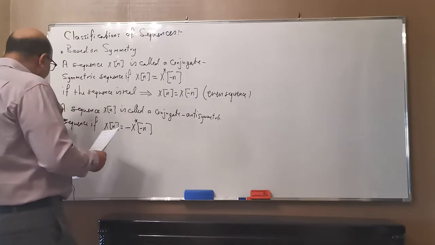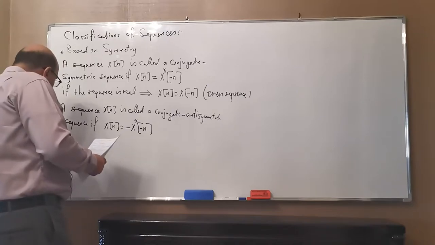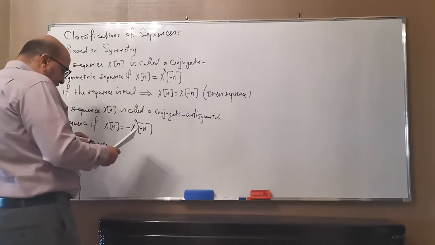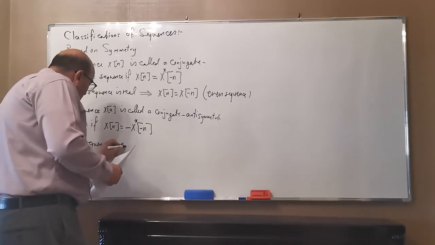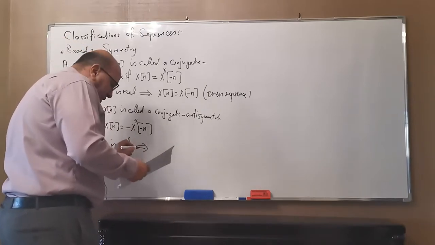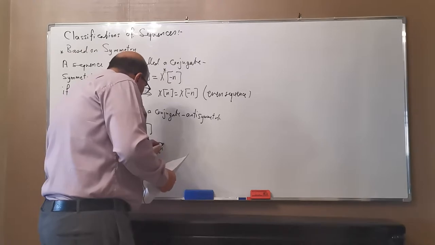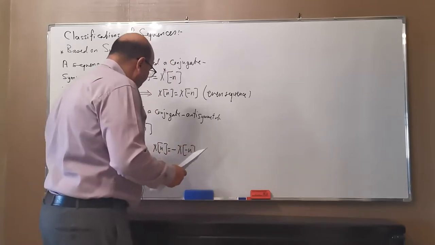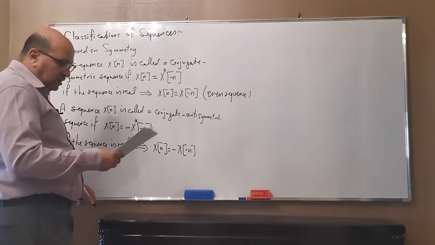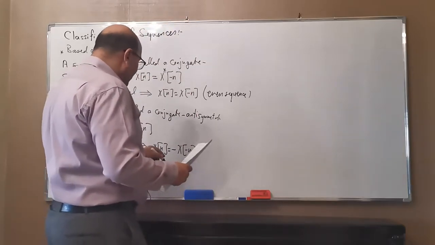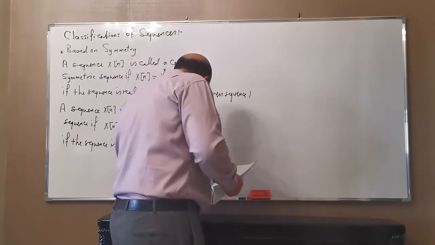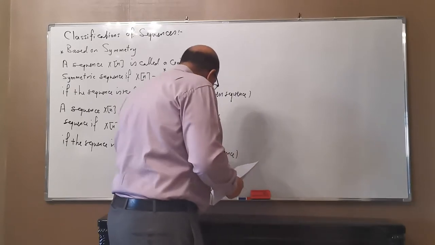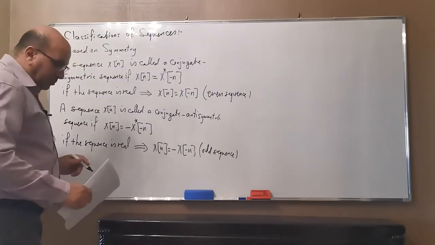Okay, special case of this one, if the sequence is real, so we have x of n equals to minus x of minus n. So if we have a real sequence, we don't have a complex conjugate. And here is the definition of the odd sequence. So we have an odd sequence. So this is an odd sequence. Okay.